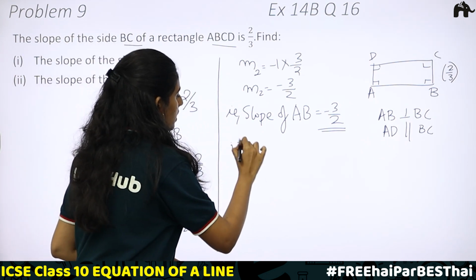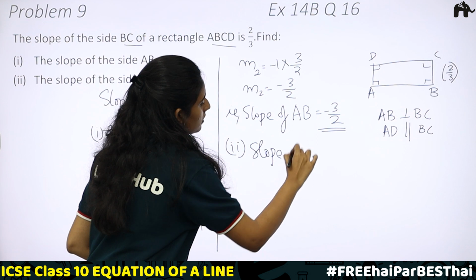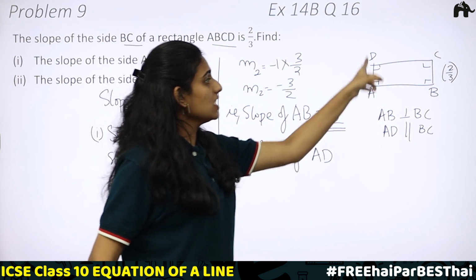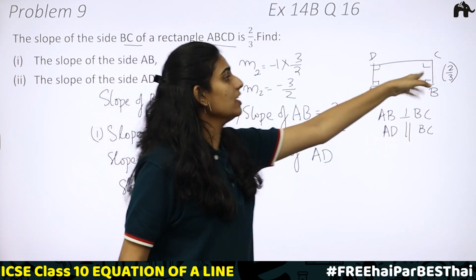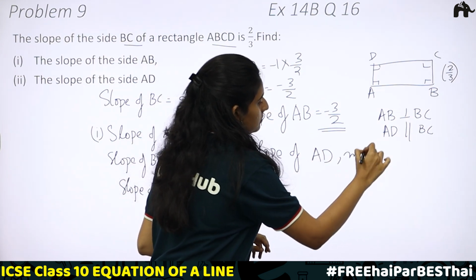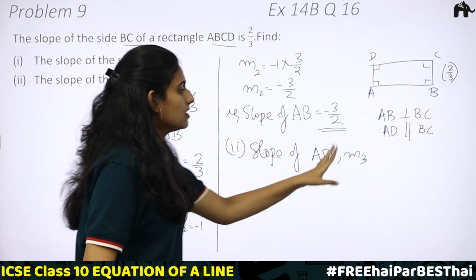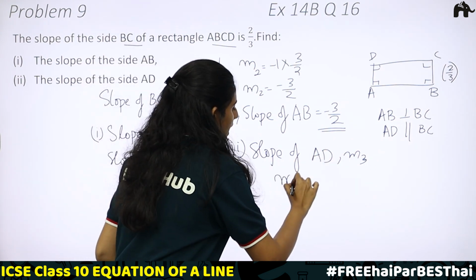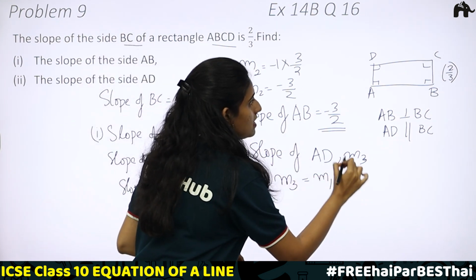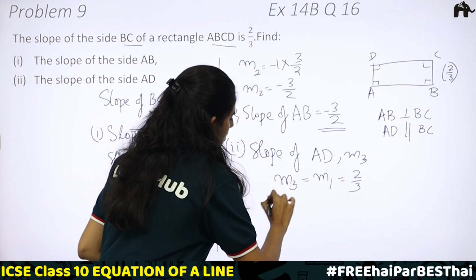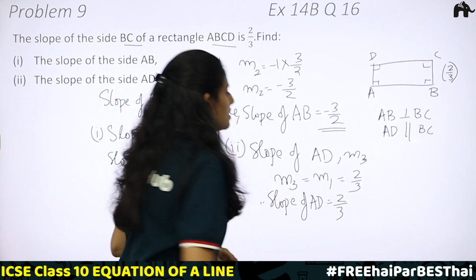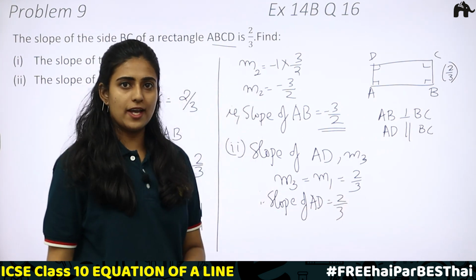Now, the second part: we need to find the slope of AD. AD is parallel to BC, which means they will have equal slopes. Let me take the slope of AD as M3. The value of M3 will be equal to that of M1 because they are parallel lines, and M1 is 2 by 3. Therefore, the slope of AD is the same as the slope of BC, that is 2 by 3.